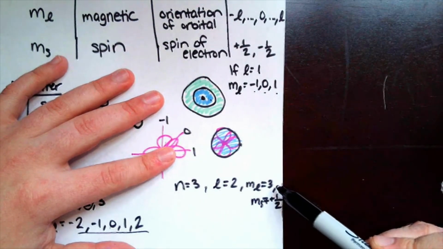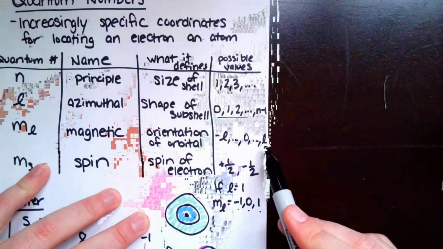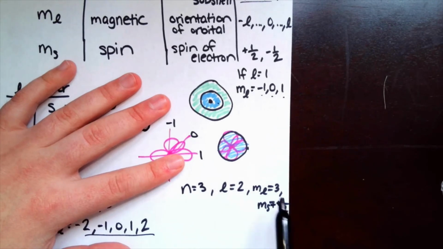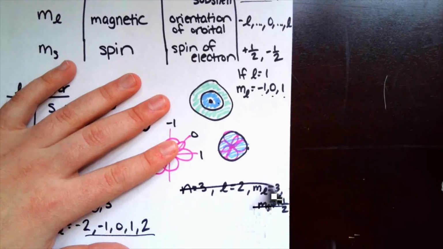m sub L of 3. Well, remember, m sub L can only go as high as positive L, which means in this case, if L was 2, it could only go up to 2. So an m sub L of 3 is not possible with L being 2. So this is not an acceptable set of quantum numbers.